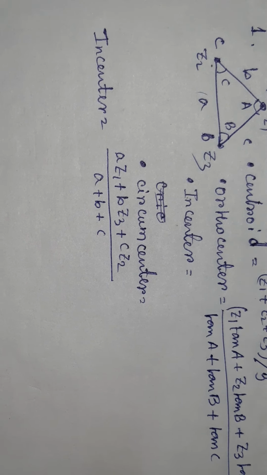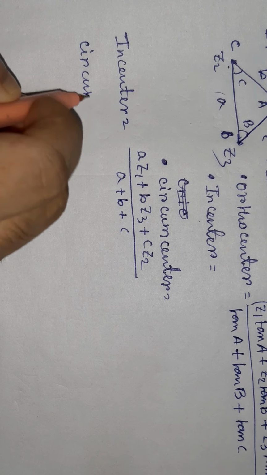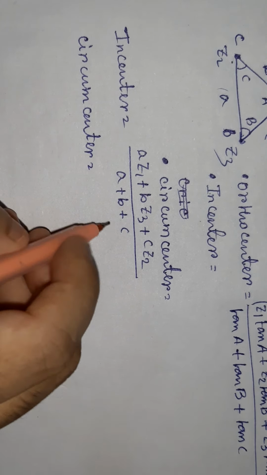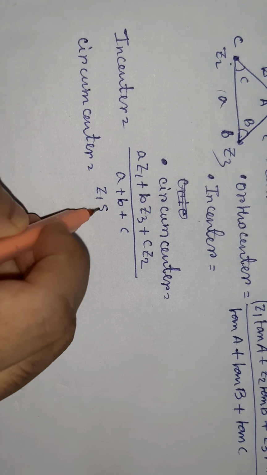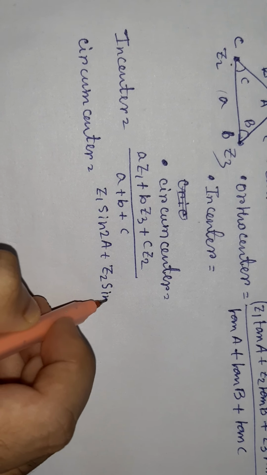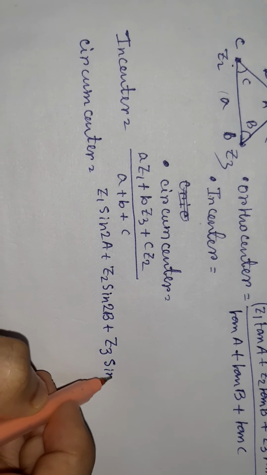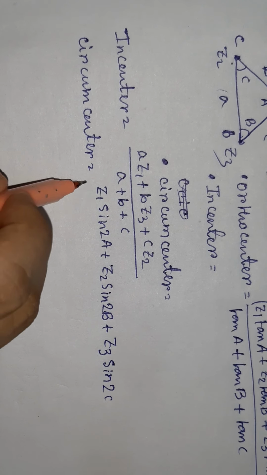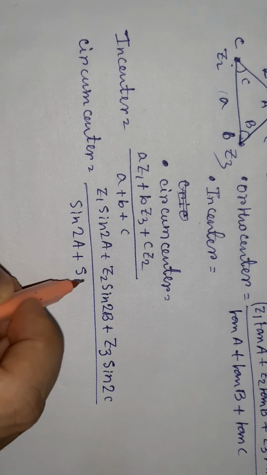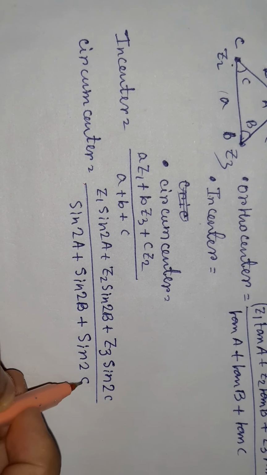And what is the coordinate of the circumcenter? This coordinate will be z1 sin 2A plus z2 sin 2B plus z3 sin 2C divided by sin 2A plus sin 2B plus sin 2C.